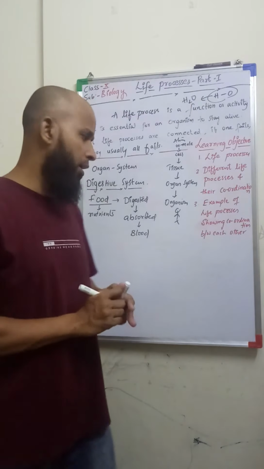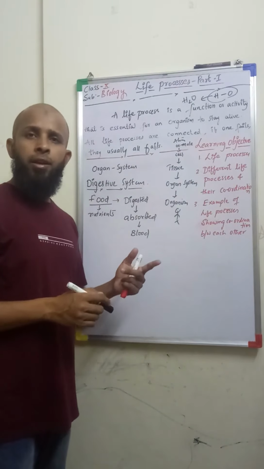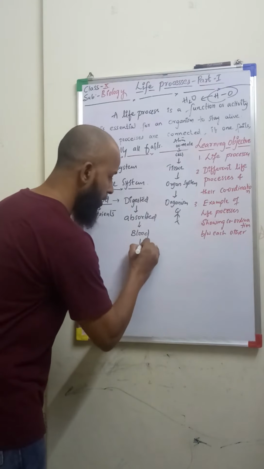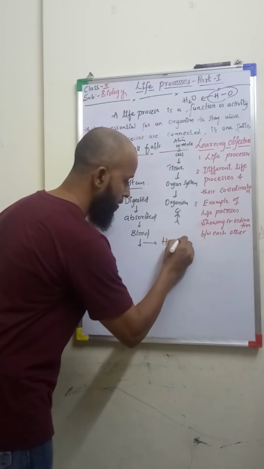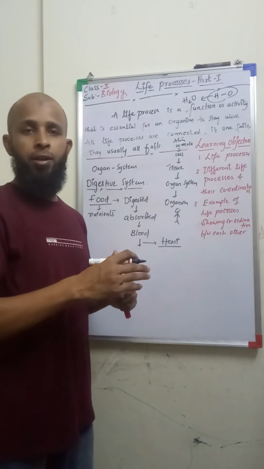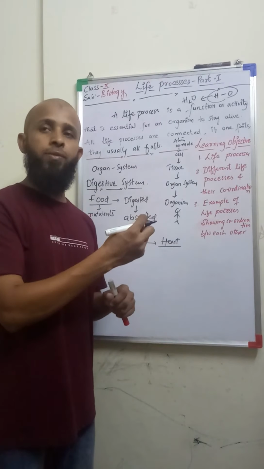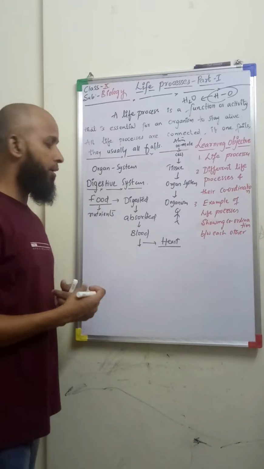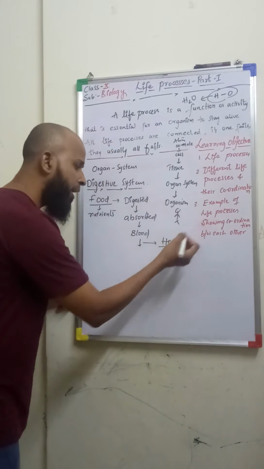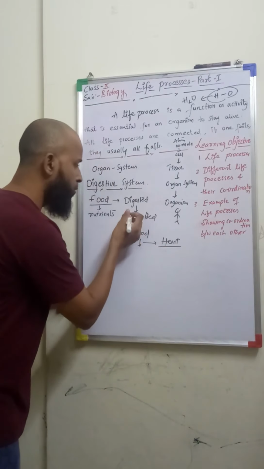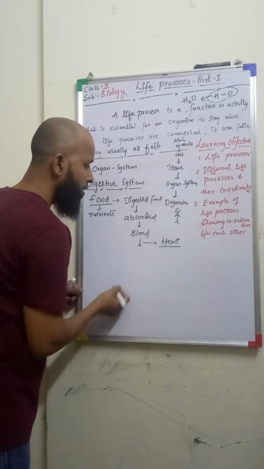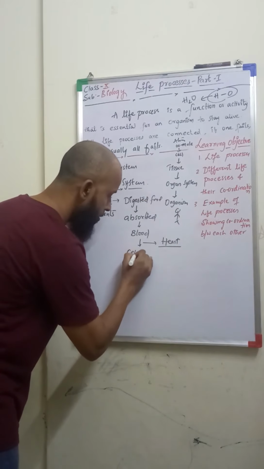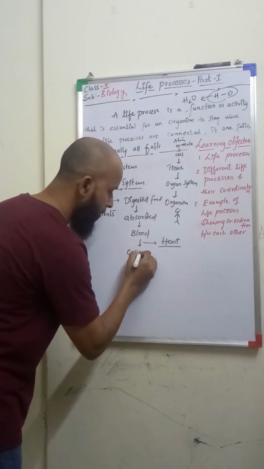Now my question is, how is the blood transported to all the parts of the body? With the organ called the heart. The heart pumps the blood. Okay, so with the pumping action of the heart, the blood transports the digested food material, right? So finally that digested food reaches every cell of our body.